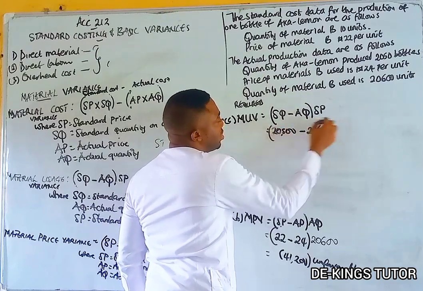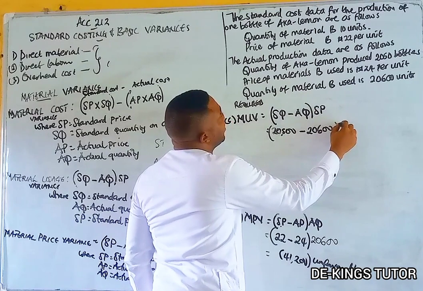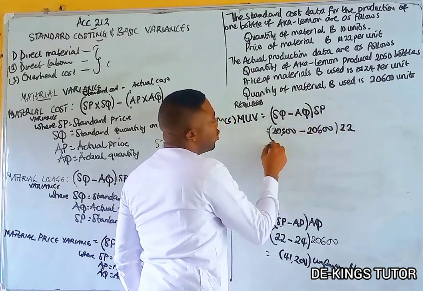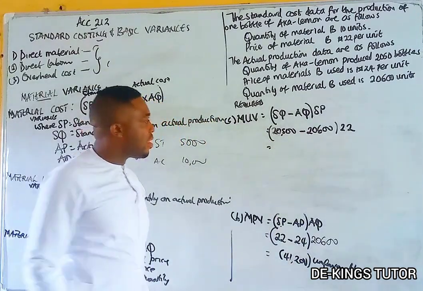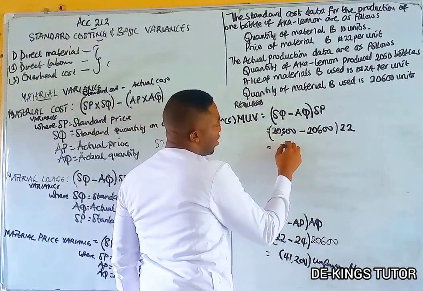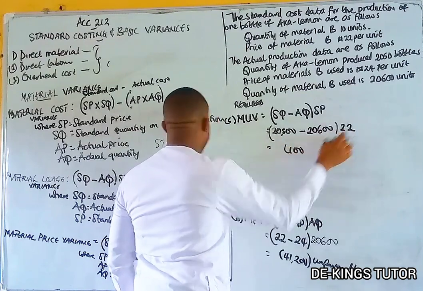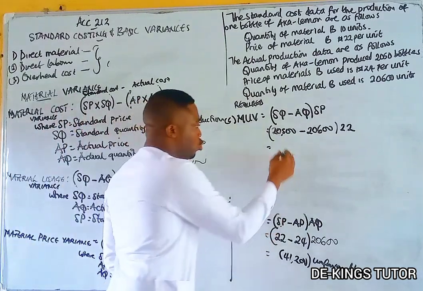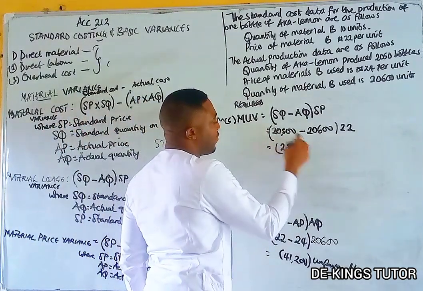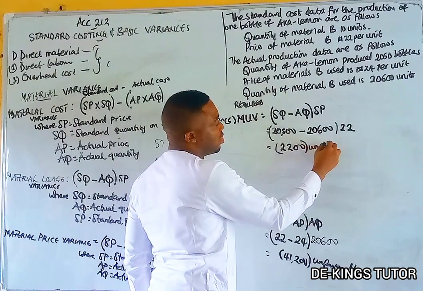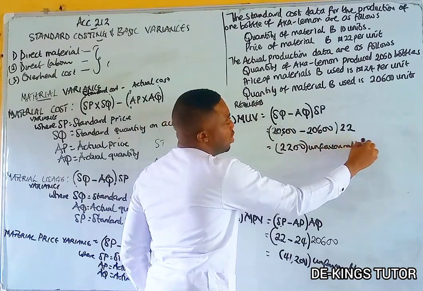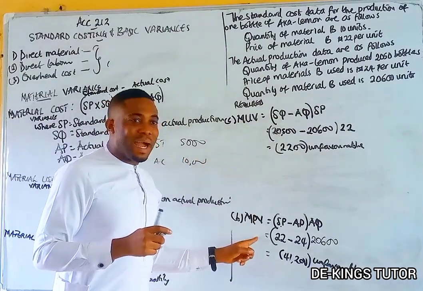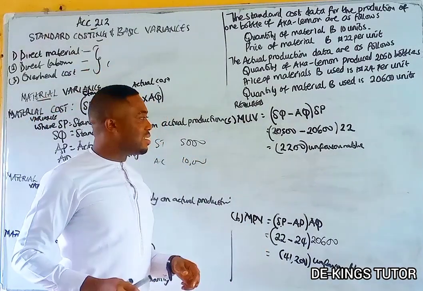2600. Times what's the standard price? 22. So this minus this one, where? 100. Okay, multiply by 22. Favorable or unfavorable? Unfavorable. Now, like I told you, the summation of the usage and the price variance gives you the cost variance. Now add it, let's see.